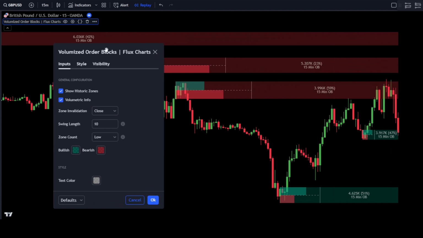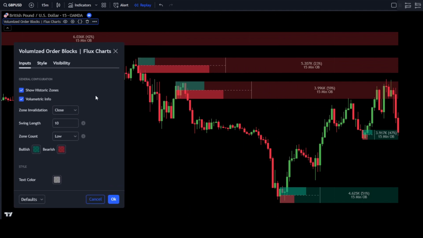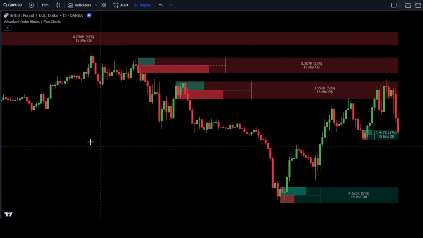As you can see, this Order Blocks indicator has a slight difference from some other order block indicators. This order blocks indicator will provide information that you can use to see the volatility occurring in the order block area. If you do not want to use this volume info, you can disable the checkmark on volumetric info. Once done, just click OK to confirm the changes.